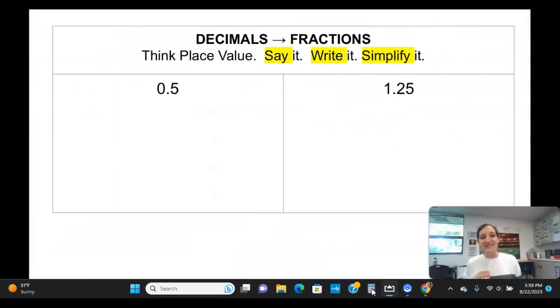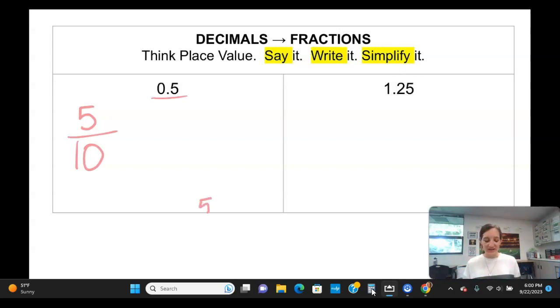So let's practice that with some other ones. We're going to say it the math way, right? Not just 0.5. We're going to say 5/10. Then we're going to write it. Then we're going to simplify it. So this is 5/10. We're going to write 5/10 this way. And then we're going to find something to simplify.